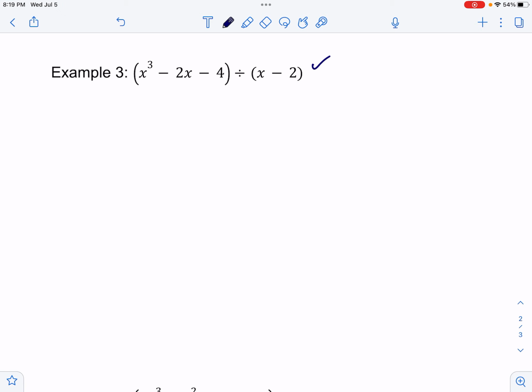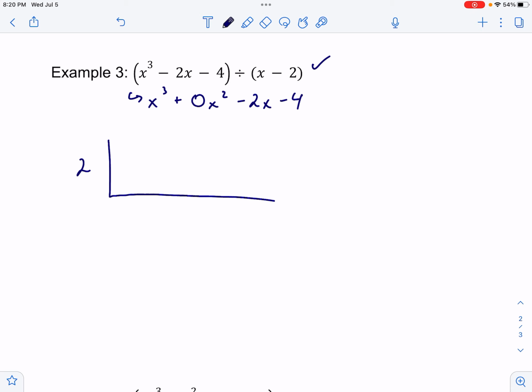If it helps, you can rewrite this expression to include the 0x squared. My advice to you would be to do that until you are in such a habit that you just remember to do it on your own. Okay. Let's set it up. Let's do this weird L chart thing. I'm going to put my k out front for the first, because k is equal to 2. It's the opposite of the number in the bracket.